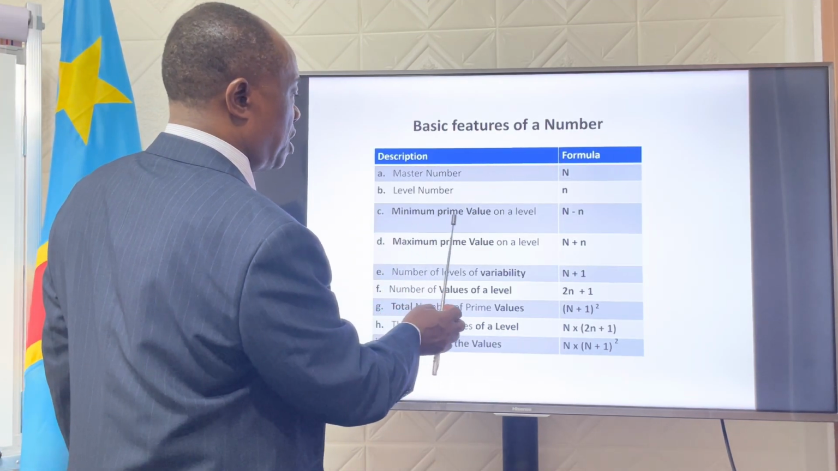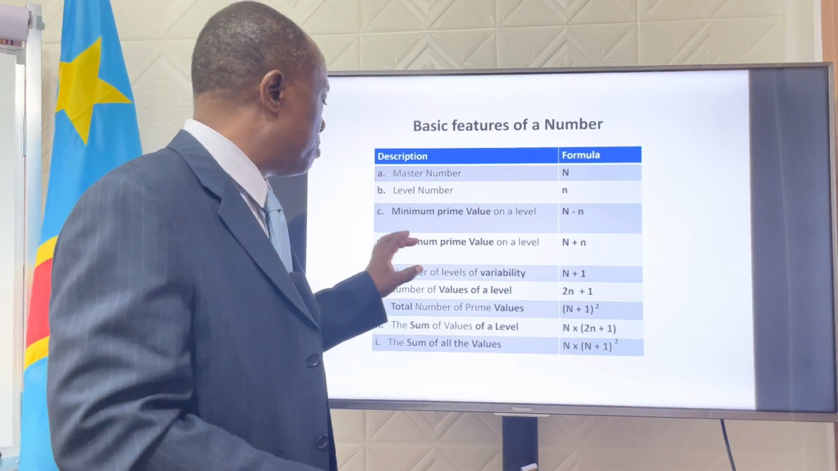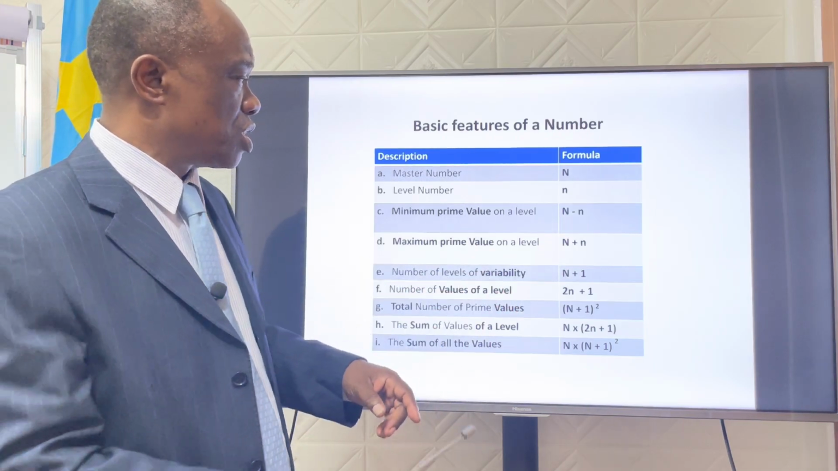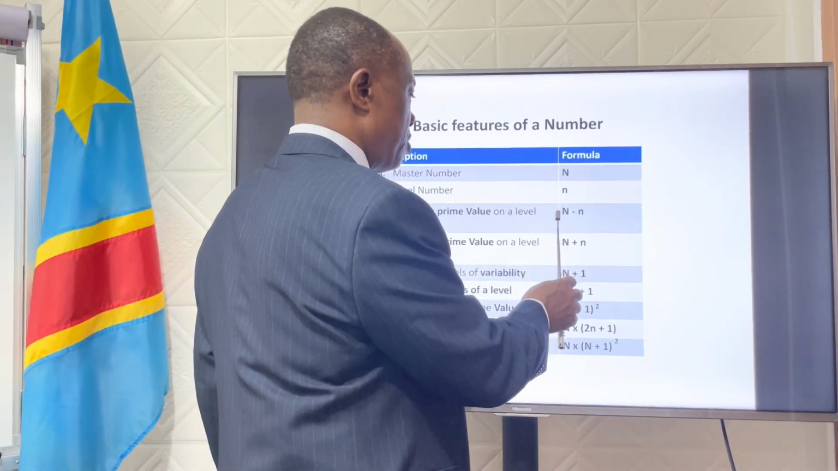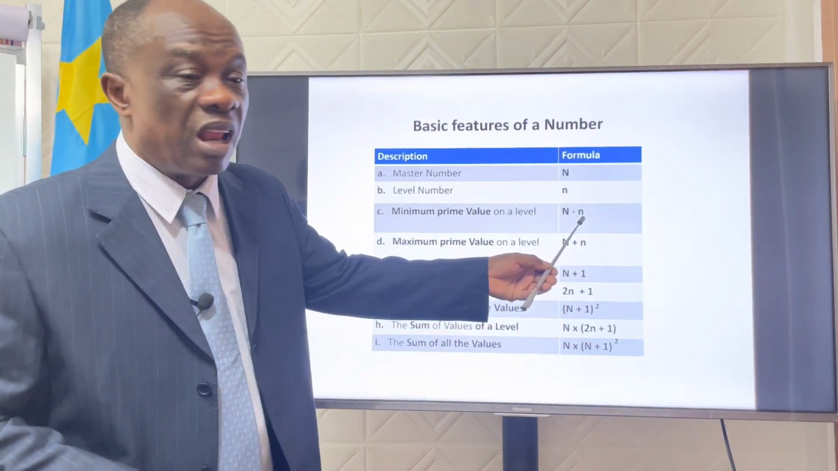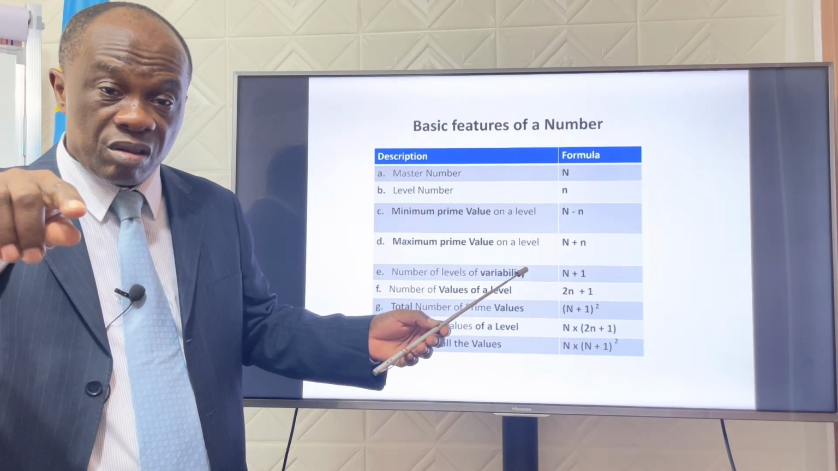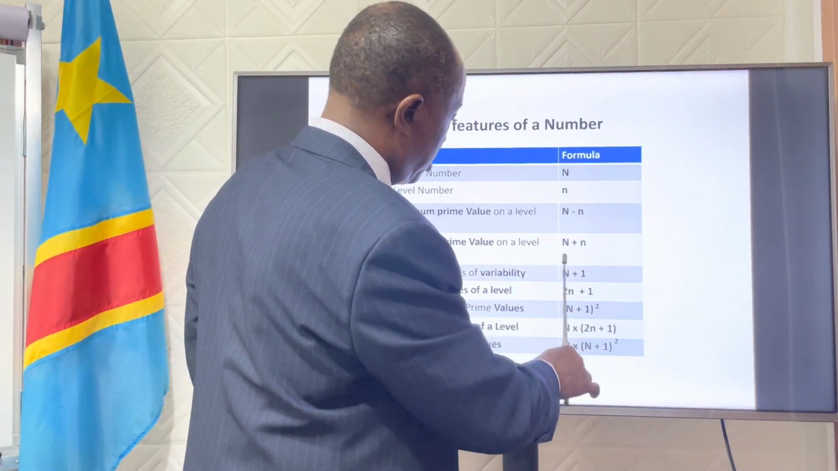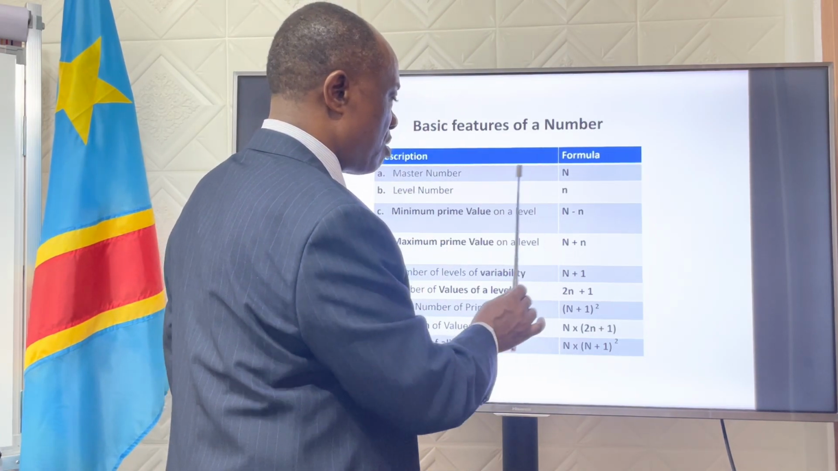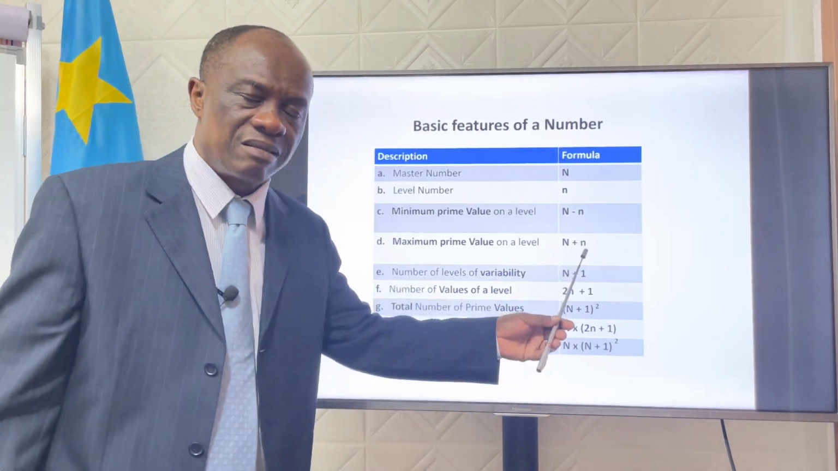Then the minimum and maximum prime values. To calculate the maximum and minimum prime values, I have already shown you how to calculate that. So you just get the master number minus the level number for the minimum, for every level. Here we go, maximum: you have to get the master number plus the level number.